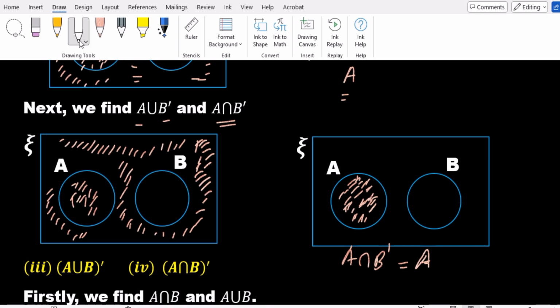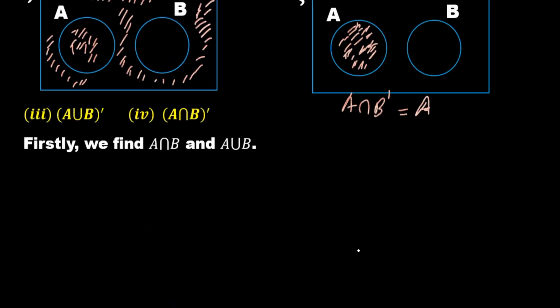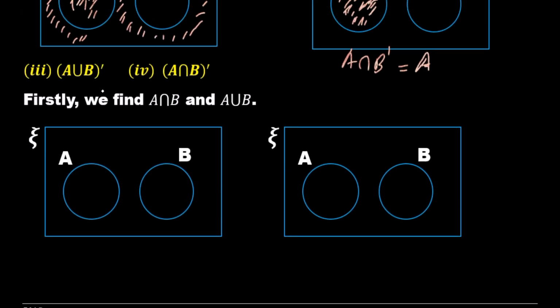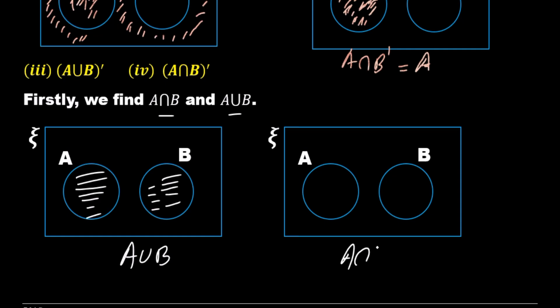Next we have to find the complement of A union B. Firstly, we find A union B and A intersection B. In case of union, I have told you we will shade both of the circles. So we will shade set A as well as set B here. So this shaded region represents A union B. In case of intersection, as A and B are disjoint here and there is nothing common in A and B, their intersection is the empty set, so we will not shade anything here.